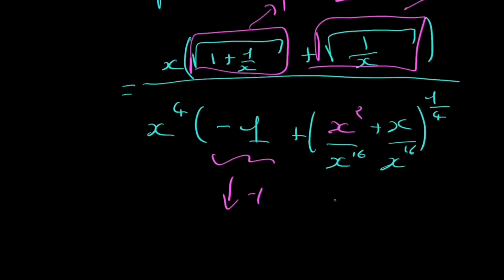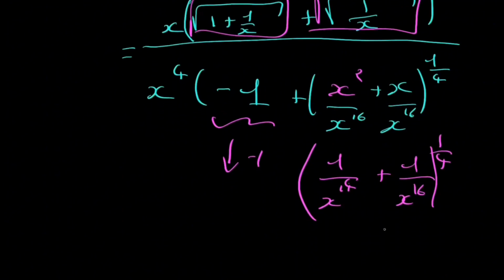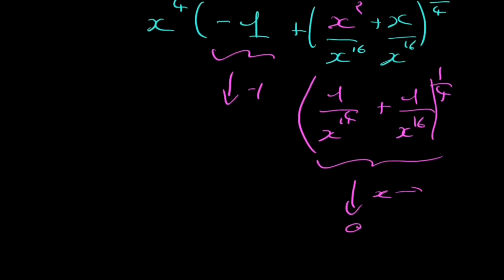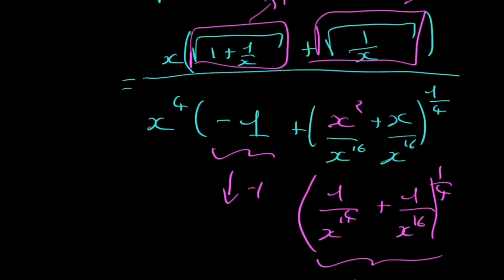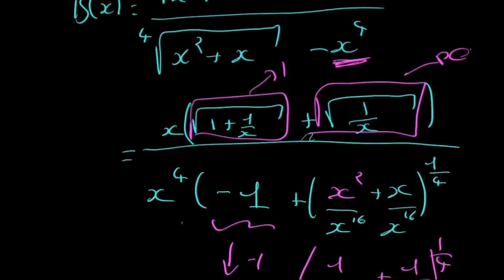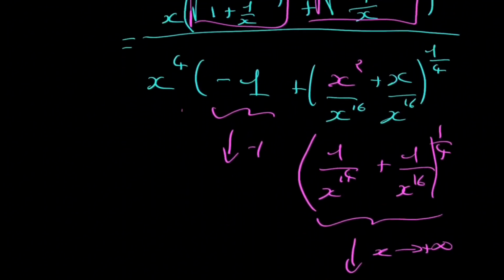Here we have 1 over x to the 14 plus 1 over x to the 16th, to the 1 over 4 power, and this thing will easily tend to 0 when x tends to plus infinity. So now we are left with x over 4. So we've got basically something that tends to 1 at the top and something that tends to minus 1 at the bottom.